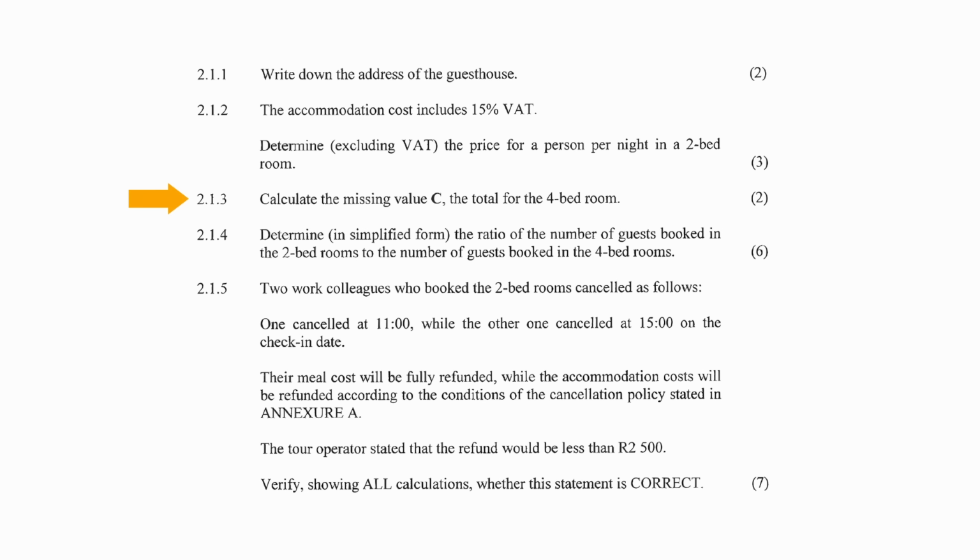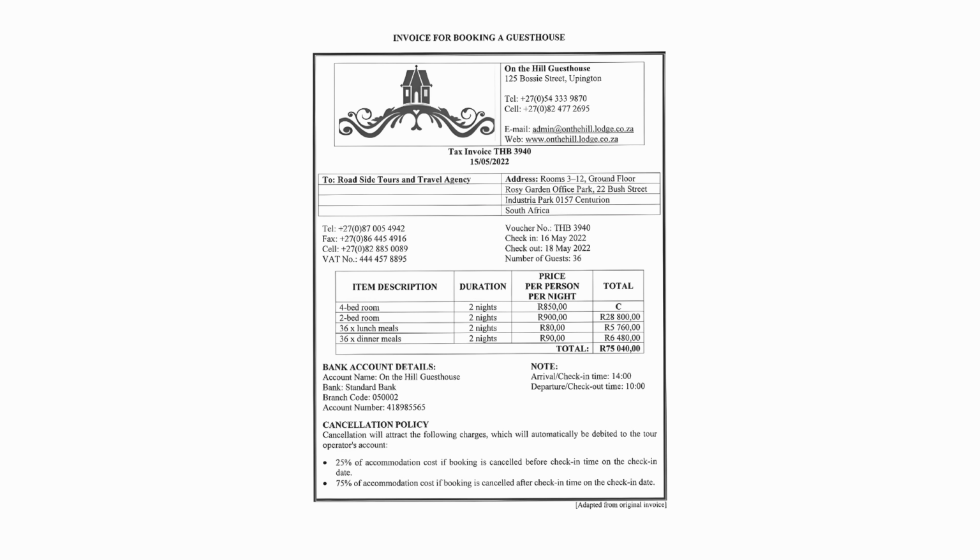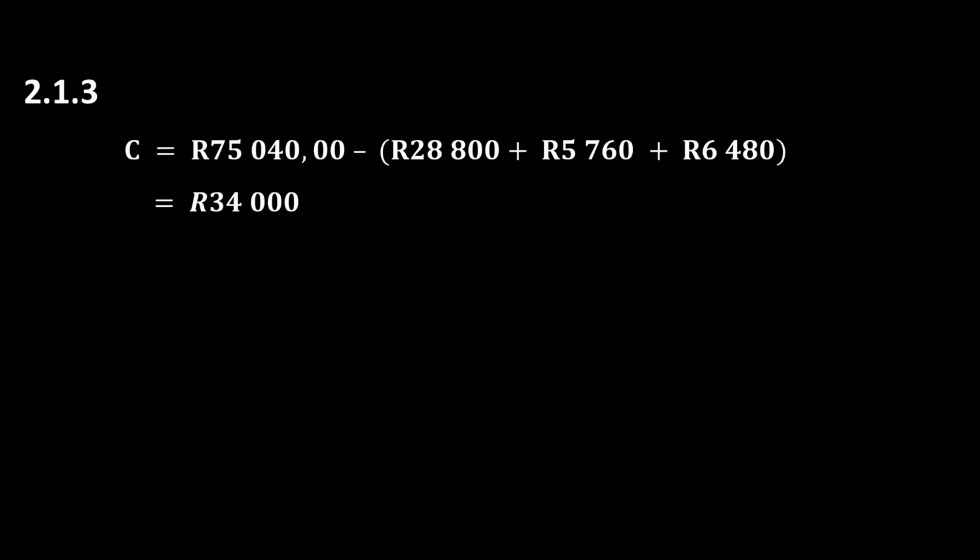In question 2.1.3, you are instructed to calculate the missing value C, the total cost for the 4-bedroom accommodation. The missing value C is the difference between the total cost of 75,040 Rand and the sum of the sub-costs for each item description. This gives us a cost of 34,000 Rand.